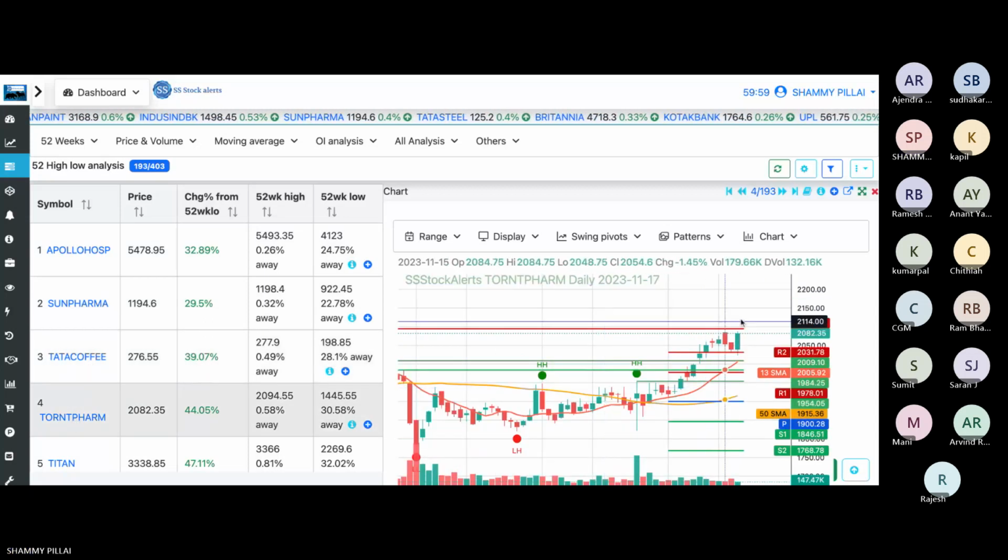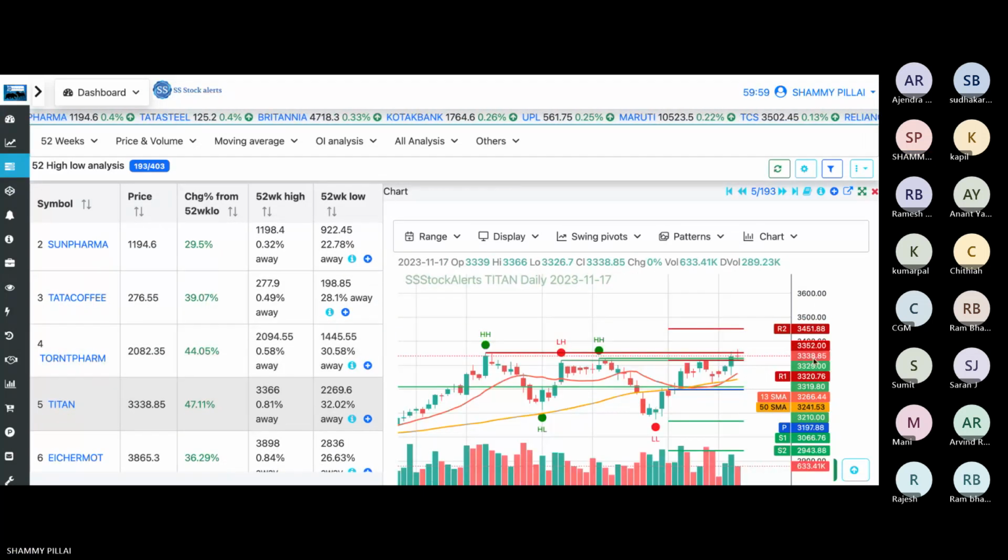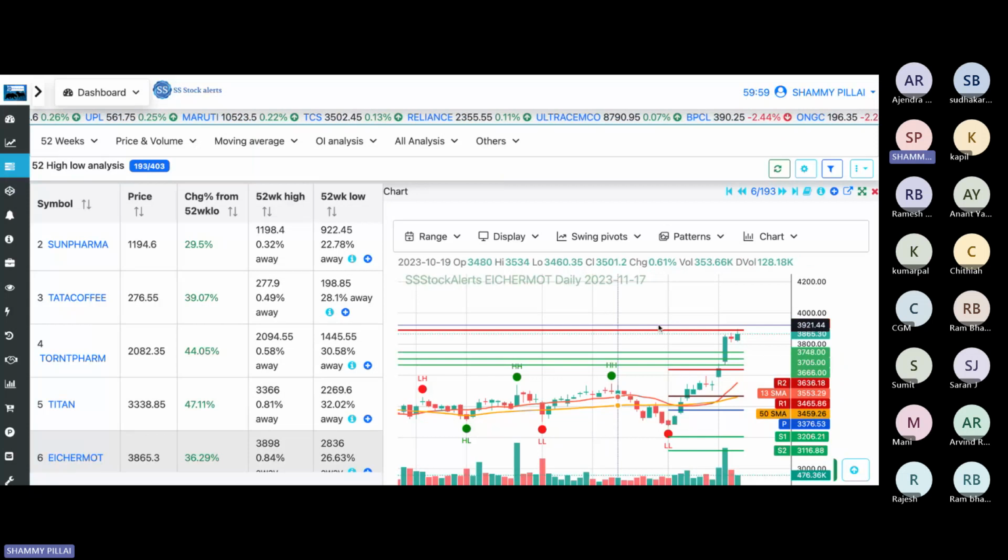Torrent Pharma. This was the breakout, follow-up breakout, pullback, and now it is going to get a new 52-week high. Titan. These are all stocks which are having huge volume buildup. See, this is the strong resistance, and it has touched this resistance. Now for Monday, we should look out for a Monday breakout here. Eicher Motors, clean breakout. See, should look for Monday.